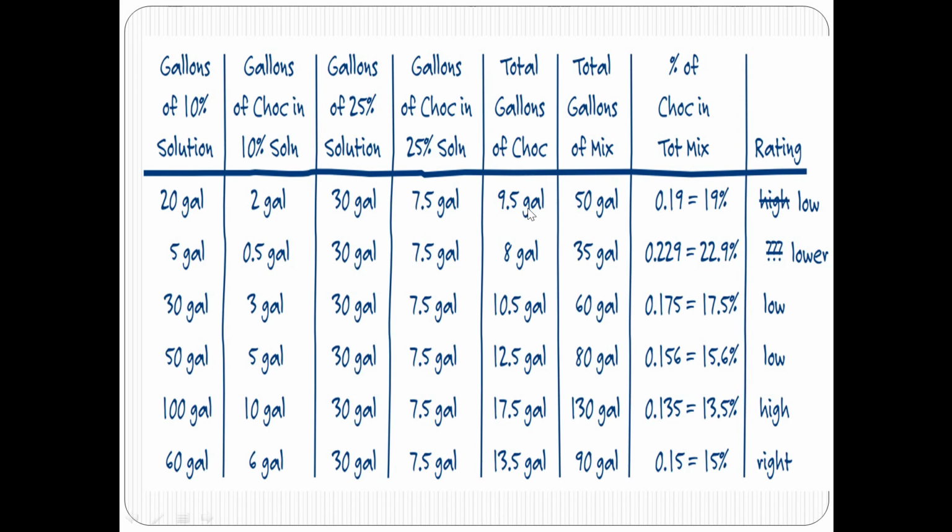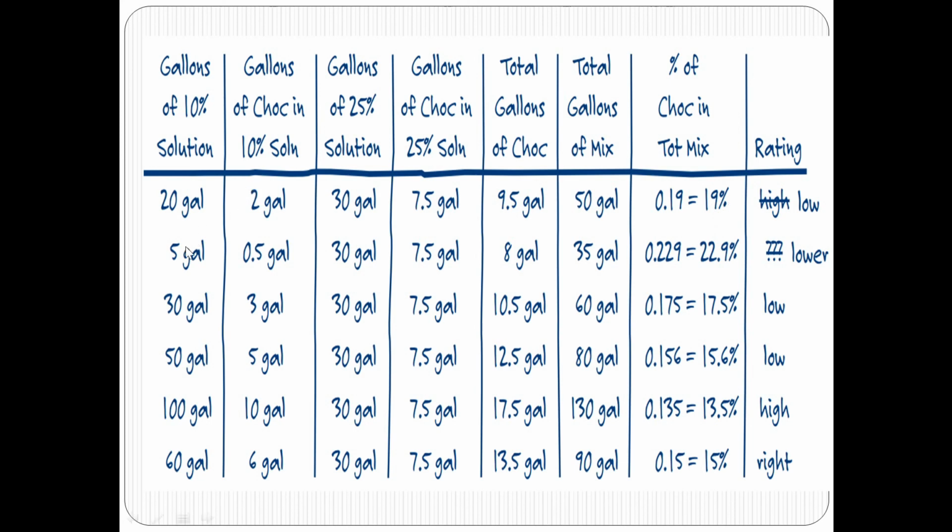This is your part. Now let's add the whole. You have 30 gallons, you have 20 gallons. 30 plus 20 is 50. So now to find the percentage, you will divide the part by the whole. So 9.5 divided by 50 will give you 19%. This is not the desired percentage, so we need to make another guess.